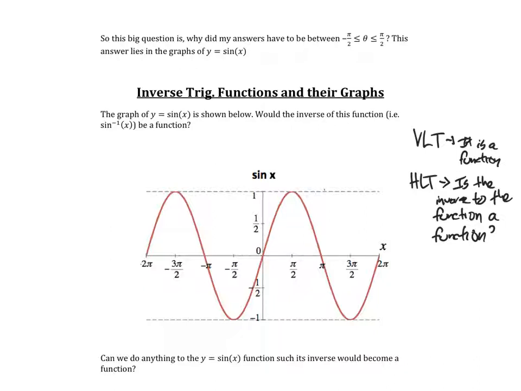So if I draw some horizontal lines through the graph of sine of x, does it intersect the graph of sine of x more than once? Yes, it clearly does. If I look at the top line here, it intersects here, here, and since this graph keeps on going up and down, it's going to intersect at really an infinite number of points. So clearly this is not going to pass the horizontal line test.